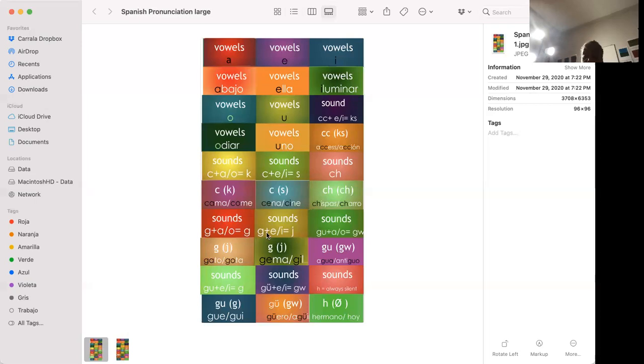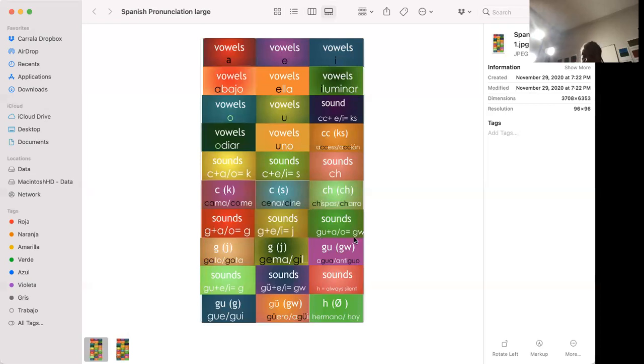But the G plus the E or the I, the sound is like the J in Spanish. The J in Spanish is like the English H. Hammer, hill. That aspirated sound.